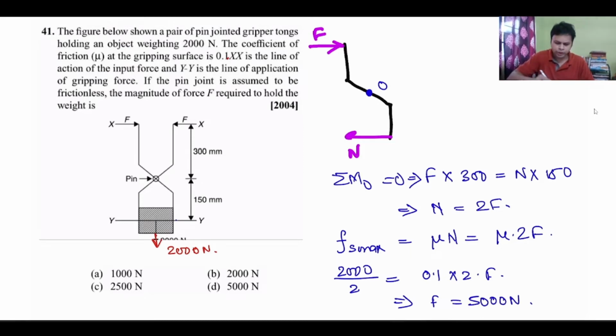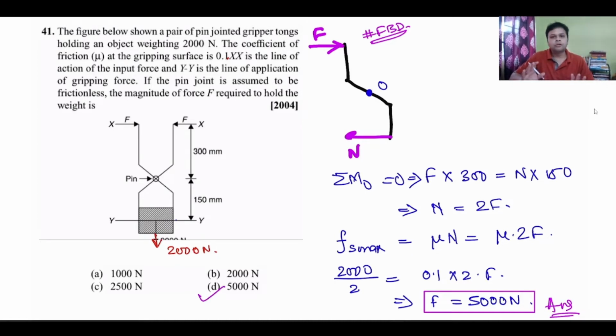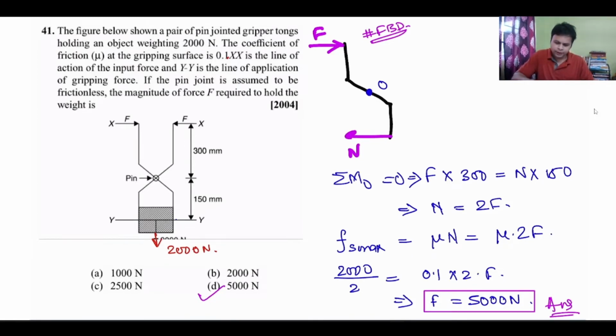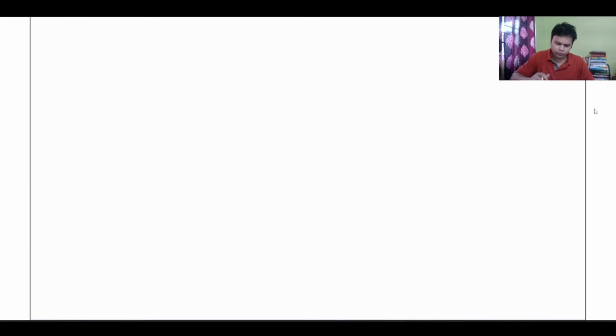5,000 Newton. Okay, the answer is definitely 5,000 Newton, but there is some problem in this solution. There is some problem in this FBD. If you are able to point out what the problem is, tell me in the comment section. Okay, let us move on to the next question.